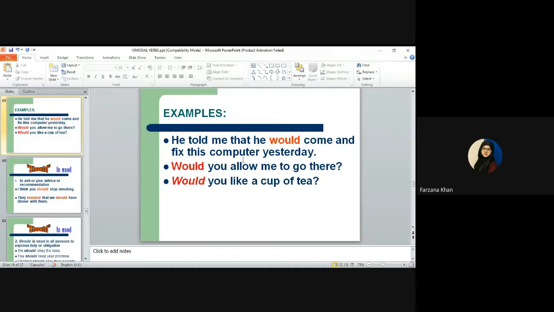Would is also used to make polite requests. So, would you allow me to go there? Would you like a cup of tea? You can also say, would you like to help me? Would you like to listen to me? Would you like to have a cup of tea with me? Would you like to watch a movie with me? Or would you like to join my group? Whatever. Here you are making polite requests, some formal requests.